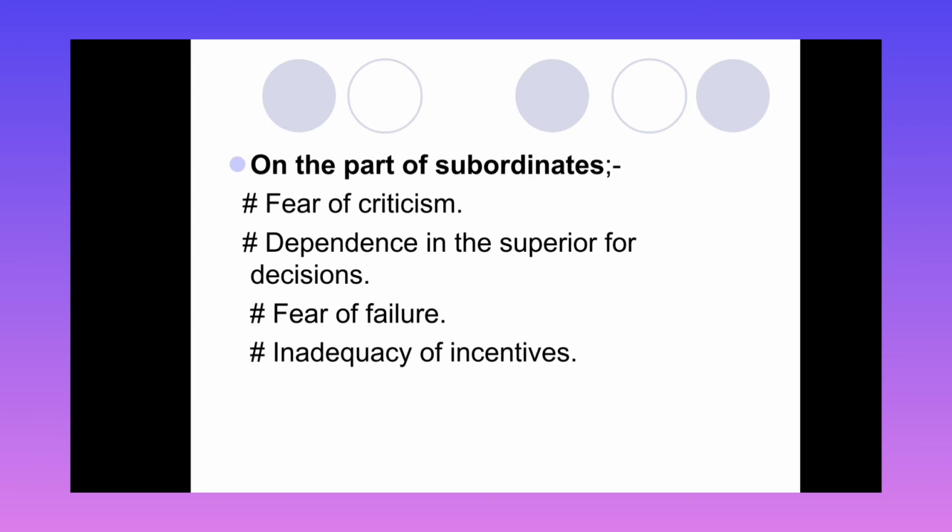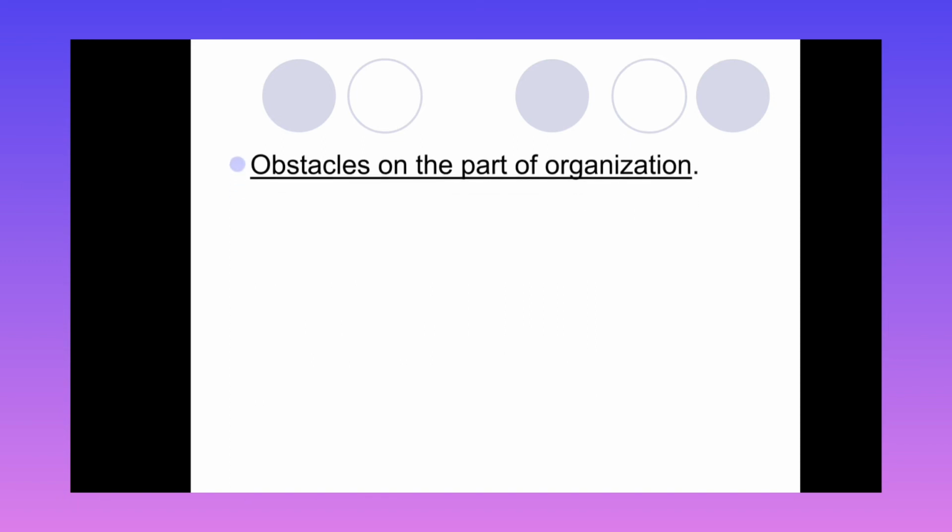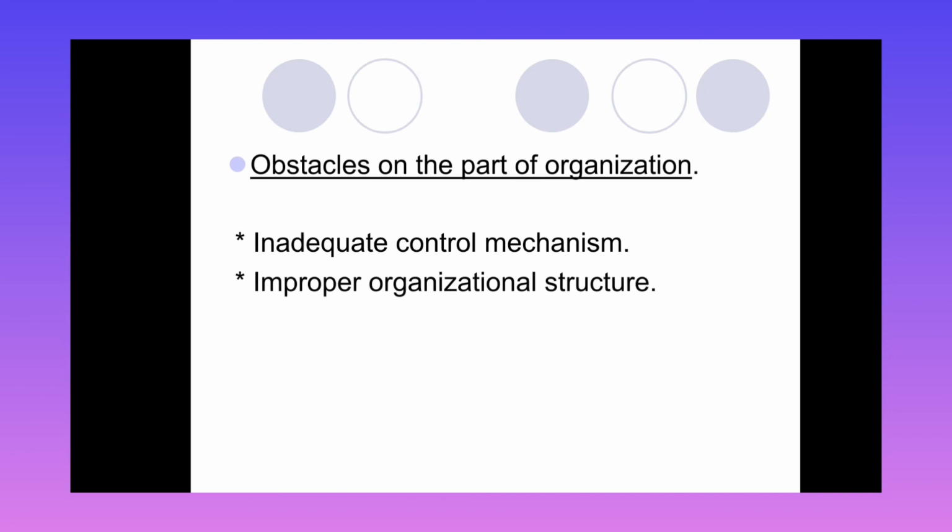Then incentives, inadequacy, that means they may not get the rewards for that. That's maybe another factor. Then lack of information and resources to do a good job. Sometimes the organization may not provide adequate resources for the task performance. That's another point. Then obstacles on the part of the organization, inadequate control mechanisms that I told you. The organization may not have much budget or maybe not resources.